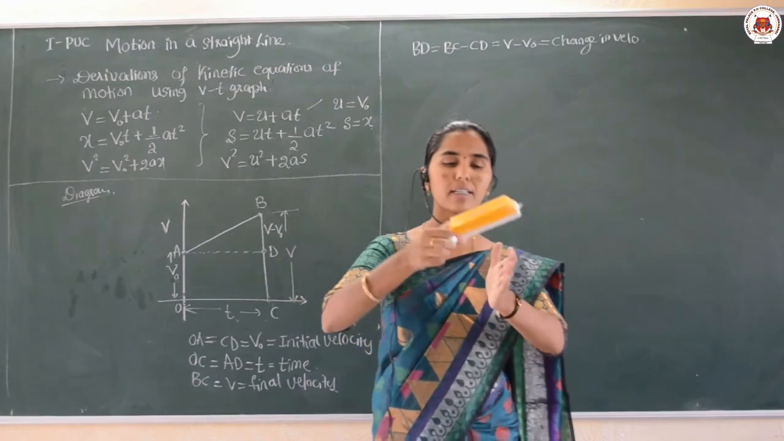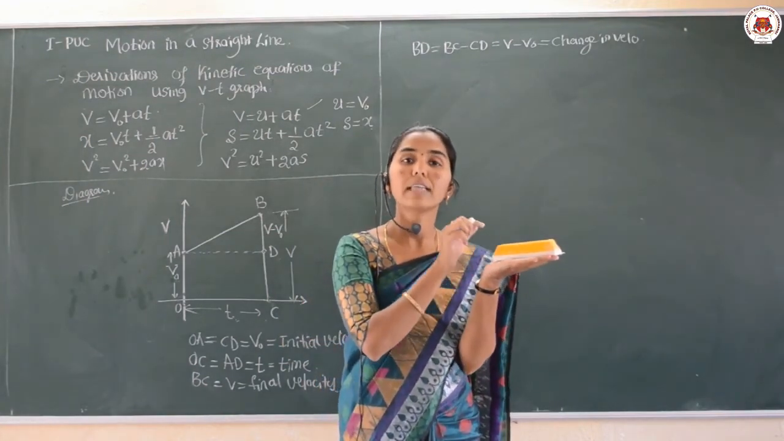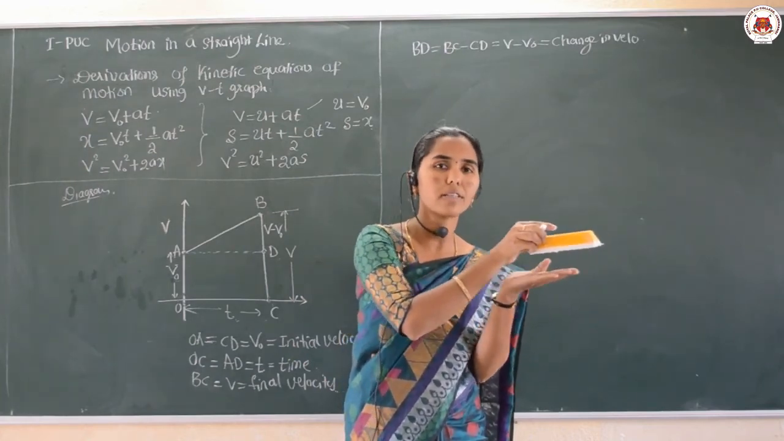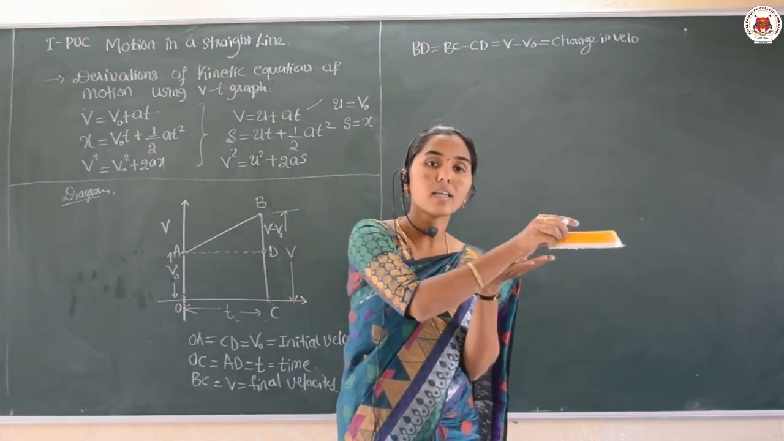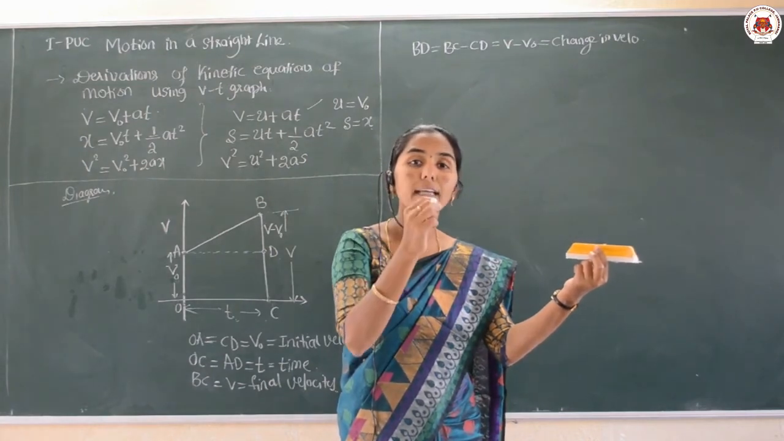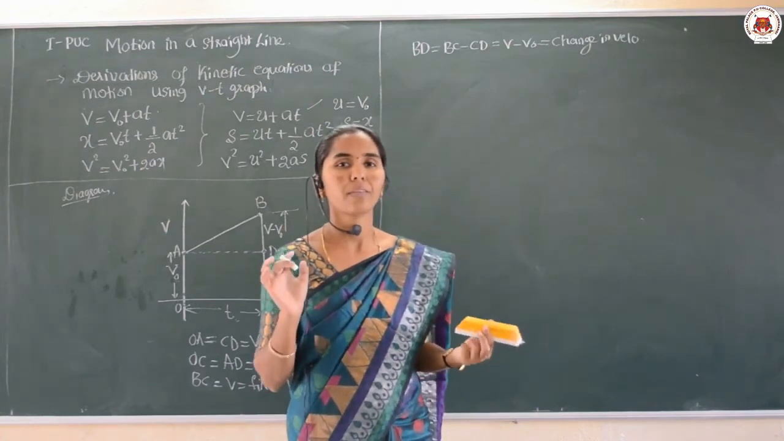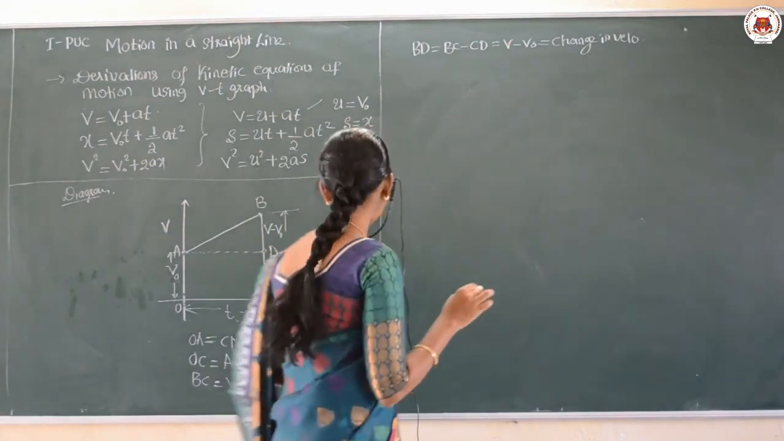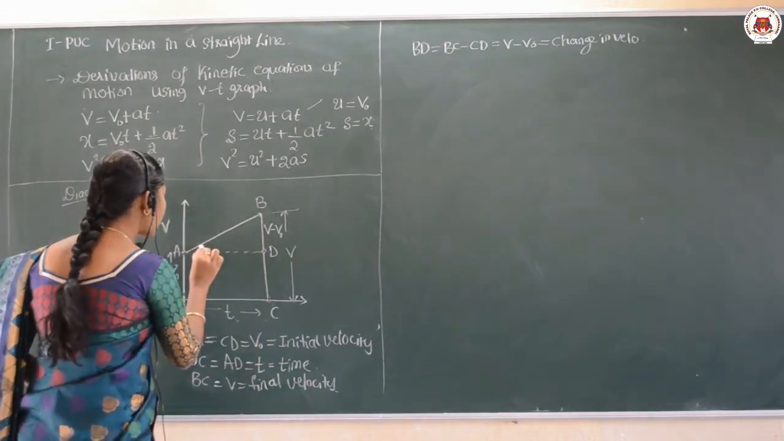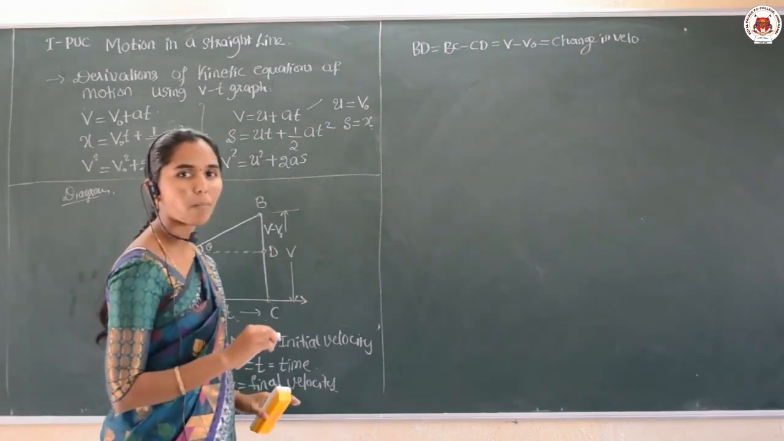Consider this is the object, with the initial velocity V naught, which reaches a final velocity V in a time interval T with a uniform acceleration A here. Am I clear? Yes. And see dear students, in order to understand this, let us consider a small angle theta, right?